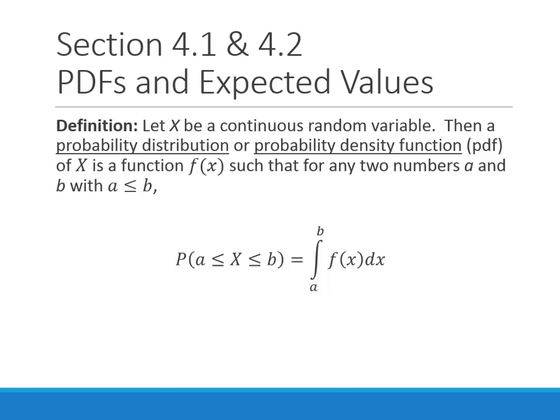So the definition here is that it is any function, little f of x, such that for any numbers a and b with a less than b, the probability that x is between those numbers is now that integral on the right side of the screen. Whereas in chapter 3 we were doing summations, here in chapter 4 with continuous random variables we're going to be doing integration. So this is the formal definition.